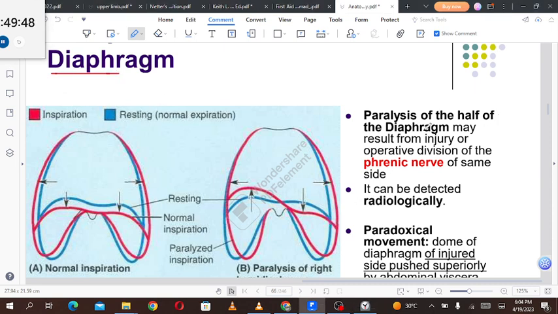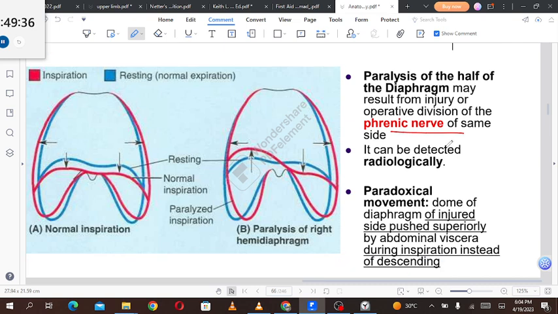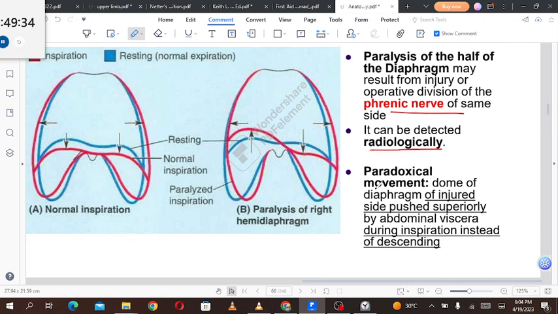Paralysis of half of the diaphragm may result from the injury or operative division of the phrenic nerve of the same side. So there is an ipsilateral damage whenever there is damage to the phrenic nerve, and there will be hemidiaphragmatic paralysis. It can be detected radiologically. There will be paradoxical movement.